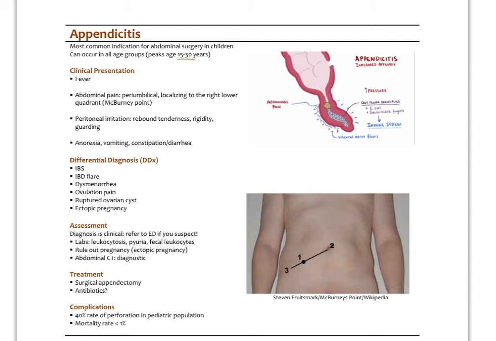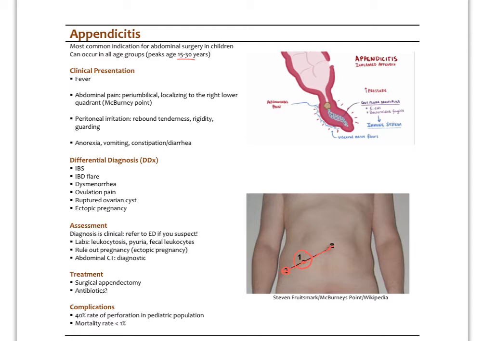McBurney's point is indicated down here in this diagram. It's point number 1. If you draw a line between the umbilicus and the anterior superior iliac spine, the part on the pelvic bone here, it's about a third of the way from the anterior superior iliac spine. So that's McBurney's point. That correlates with the peritoneum right over the appendix area. And so that's our classic localization point.